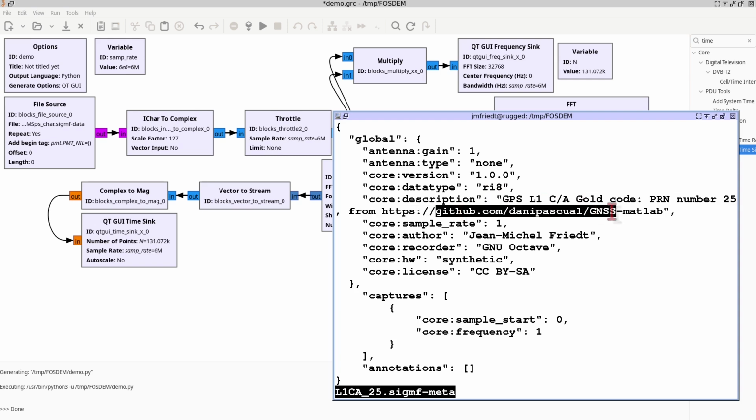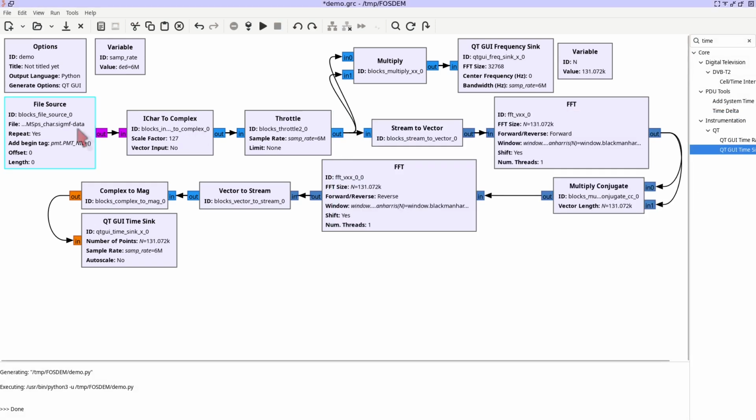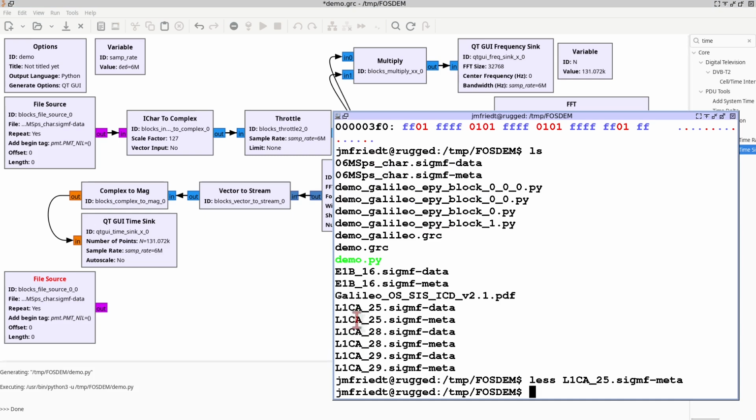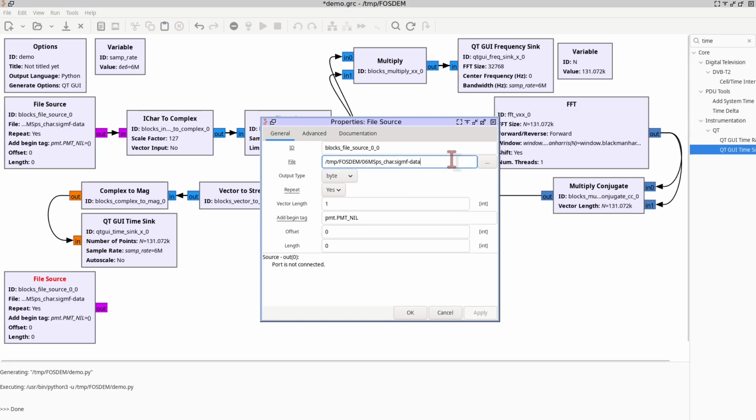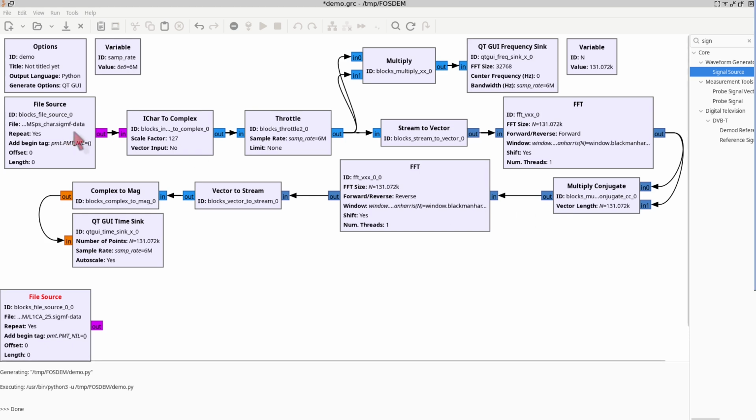From this GitHub website we collected this. So again, we ask to open the file, and this file is named, for example, L1CA, and it's the data file that we wish to read. So that's our L1CA file here. Now this was recorded at 6 megasamples per second as indicated over here, whereas this code is only 1 sample per chip, so we need to resample the code.